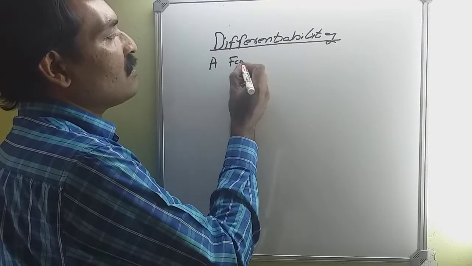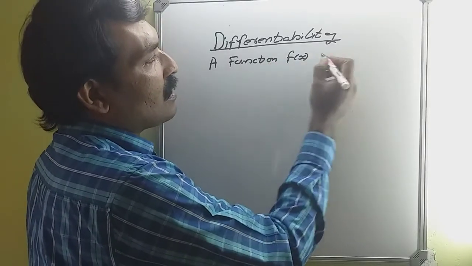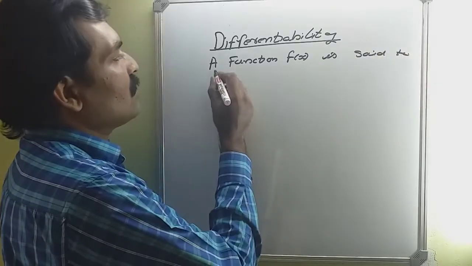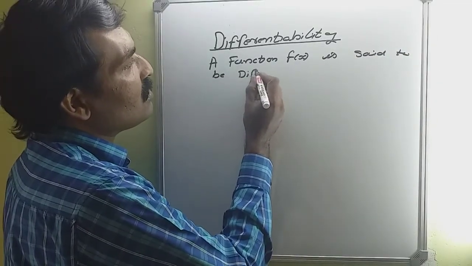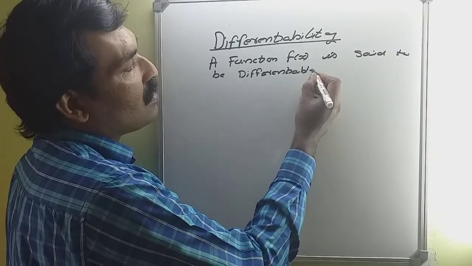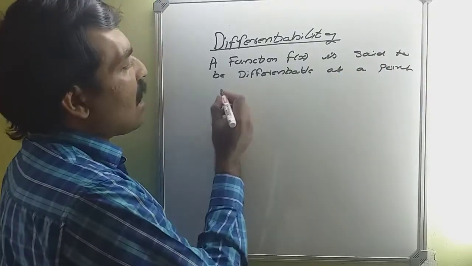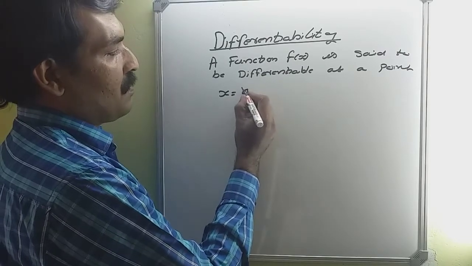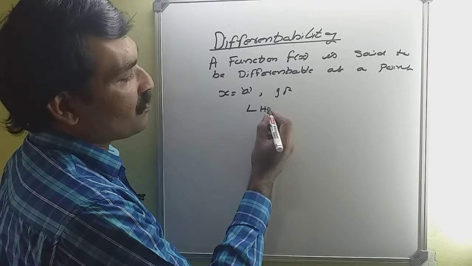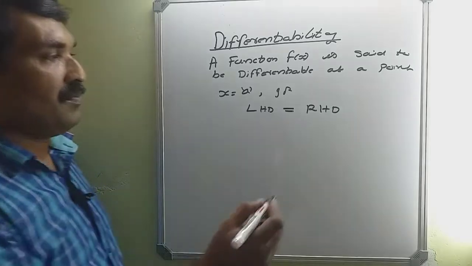A function f of x is said to be differentiable at a point x is equal to a if its left hand derivative is equal to right hand derivative.